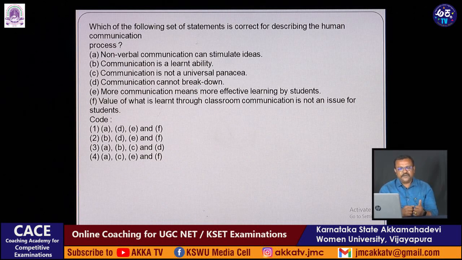Communication is not a universal phenomenon. No, it is a universal phenomenon. Communication cannot break down. Yes, communication is a continuous process. So, D is correct. More communication means more effective learning by students. E is also correct. Value of what is learned through classroom communication is not an issue for students. Yes, even F is correct. So, the correct ones are A, D, E and F, that is code 1 is right for this question.